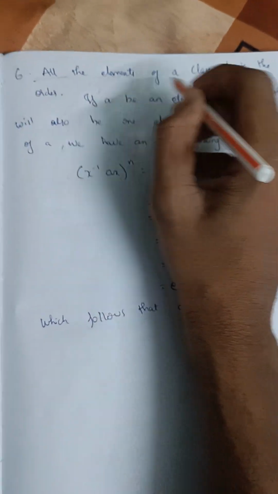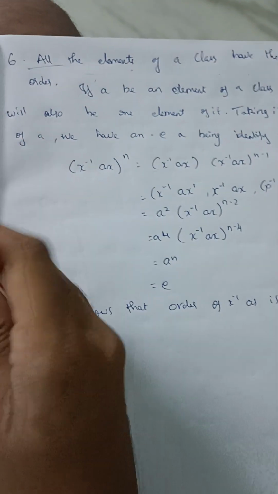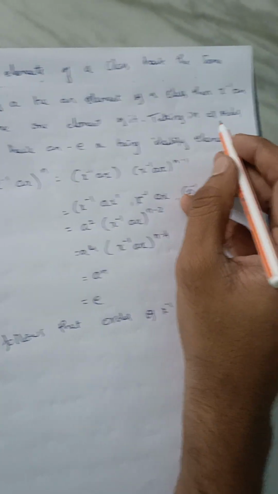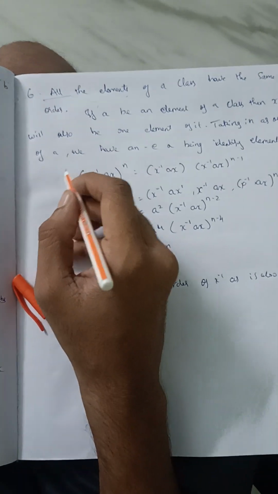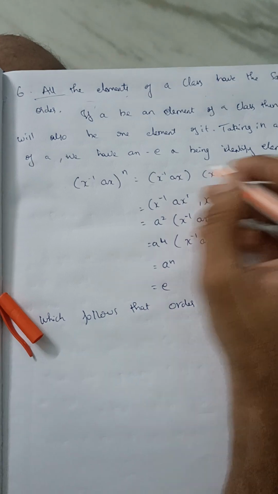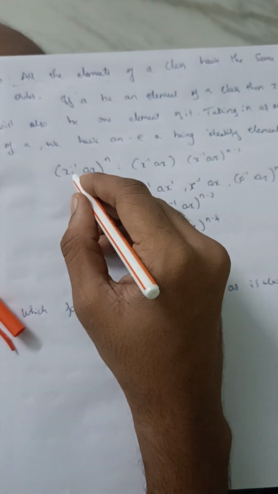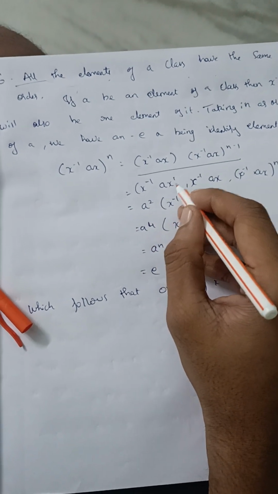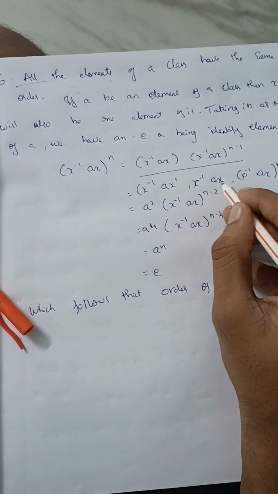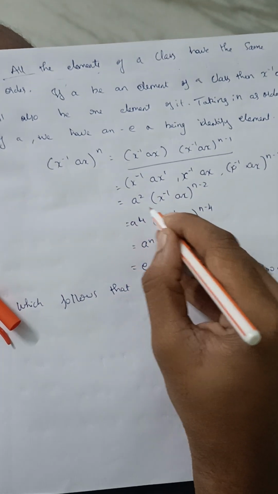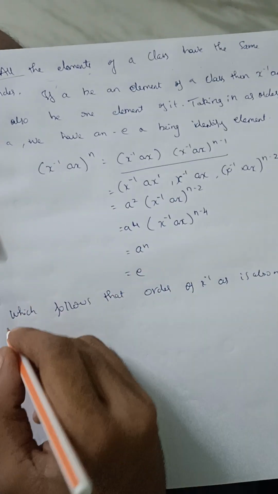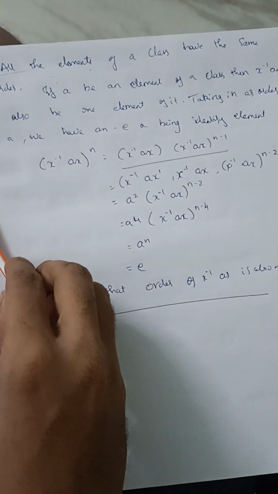Sixth, all the elements of a class have the same order. So here, if a is an element of the class x inverse a x, then a to the power n will also be an element of it. Taking the order of a as n, with e being the identity element, we have x inverse a^n x. If we do this simplification, we will get this answer. So this is the order of the conjugate class.